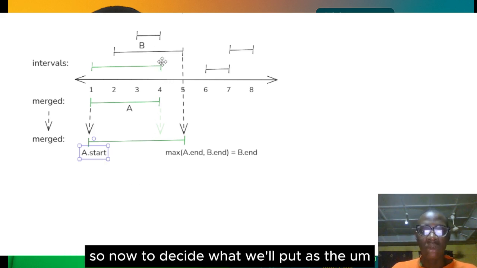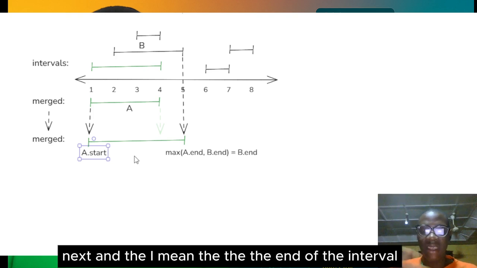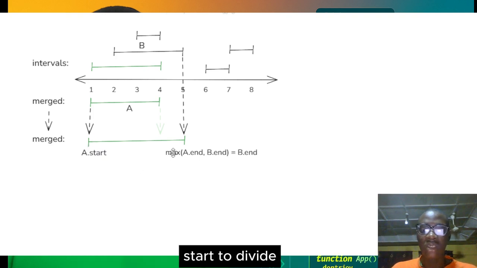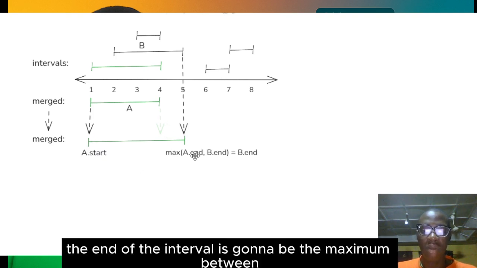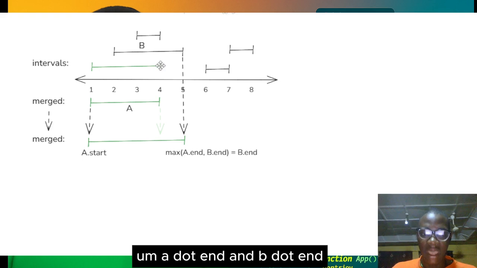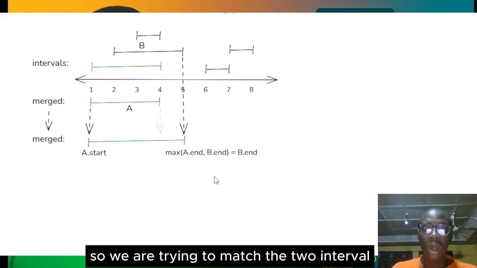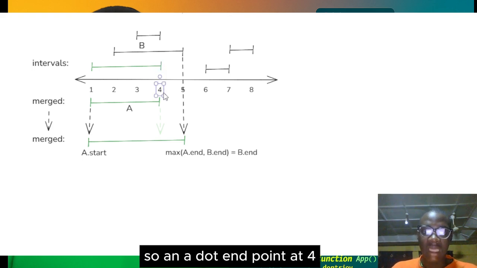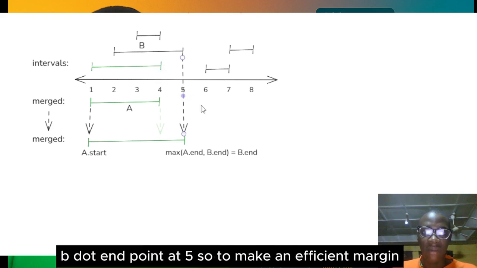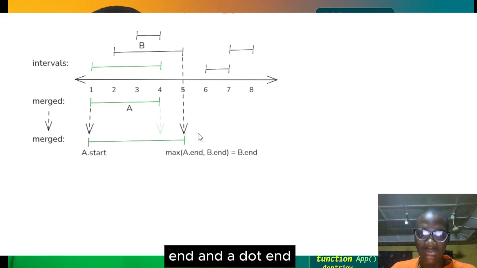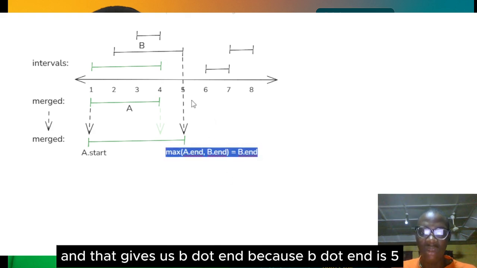So now to decide what we'll put as the end of the interval, we've defined the start of the interval as a dot start. The end of the interval is going to be the maximum between a dot end and b dot end, so we are trying to merge the two intervals. a dot end points at 4, b dot end points at 5. To make an efficient merge, we go for the maximum between b dot end and a dot end, and that gives us b dot end because b dot end is 5.